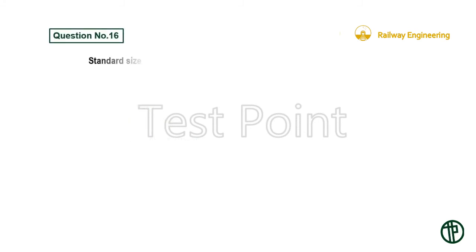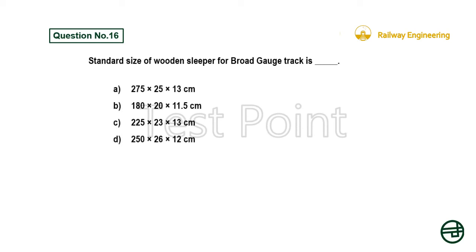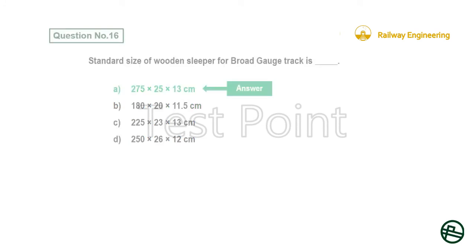Question number 16. Standard size of wooden sleeper for broad gauge track is: Option A, 275 by 25 by 13 centimeters. Option B, 180 by 20 by 11.5 centimeters. Option C, 225 by 23 by 13 centimeters. Option D, 250 by 26 by 12 centimeters. Answer is option A, 275 by 25 by 13 centimeters.